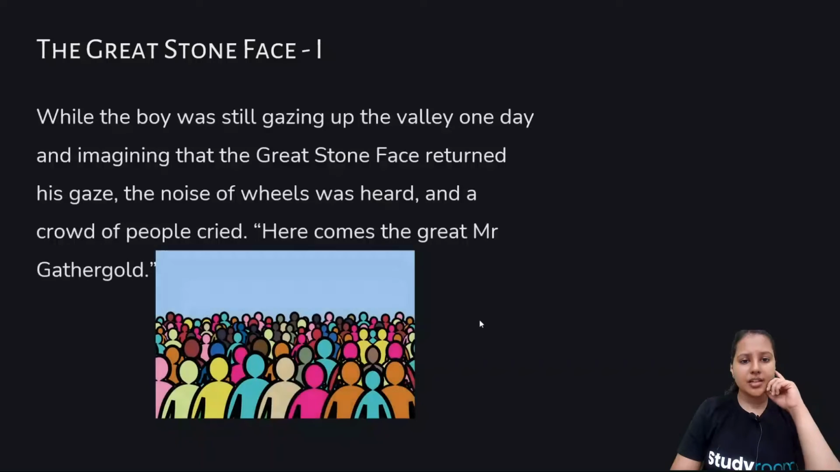While the boy was still gazing up the valley one day and imagining that the great stone face returned his gaze, the noise of wheels was heard and a crowd of people cried, "Here comes the great Mr. Gathergold." So one day when he was just gazing and doing his normal casual work, he heard cheering saying that Mr. Gathergold is here in the valley.